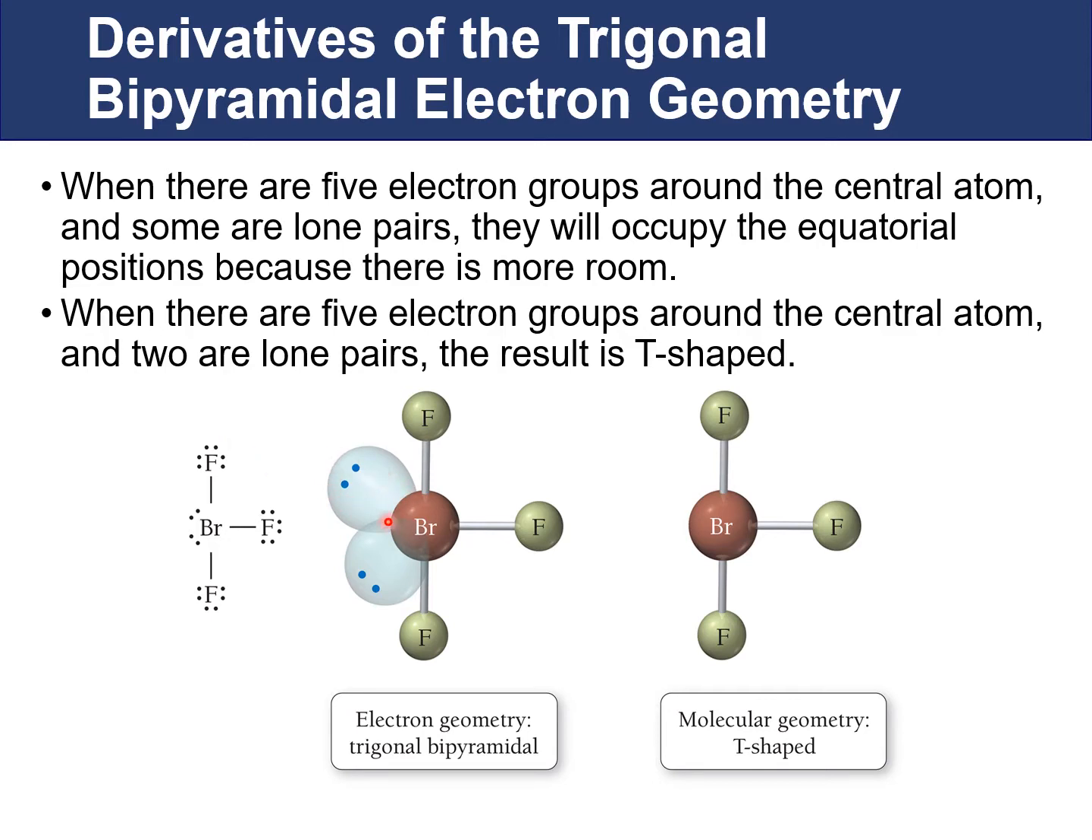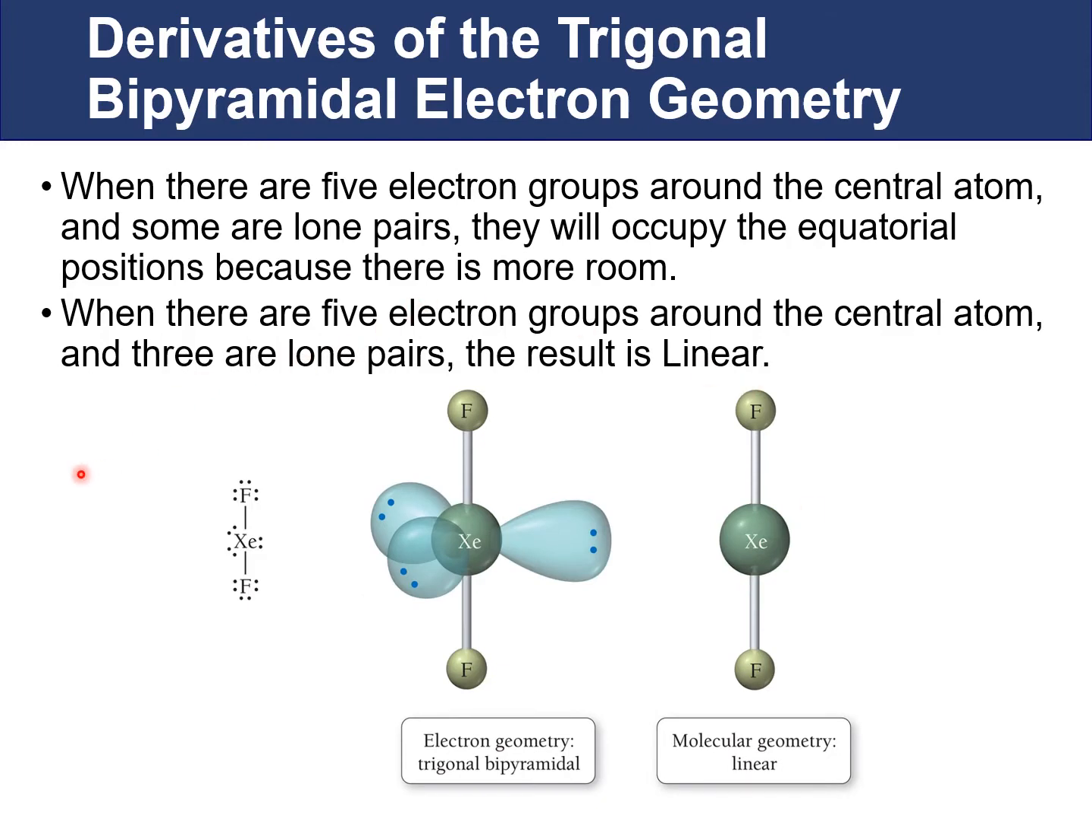Your 2 sets of lone pair will occupy the equatorial positions, and your remaining atoms form a T. So if you were to take this and rotate it 90 degrees, it ends up looking like a T, and so it is called T-shape. So again, the electron geometry is trigonal bipyramidal. You have 5 electron groups, and the resulting molecular geometry is called T-shape.